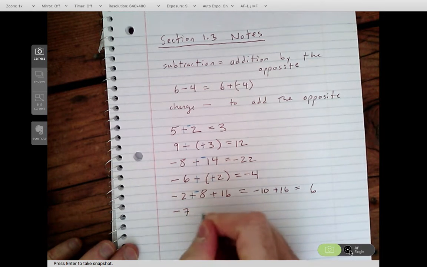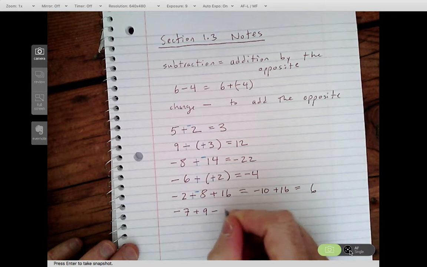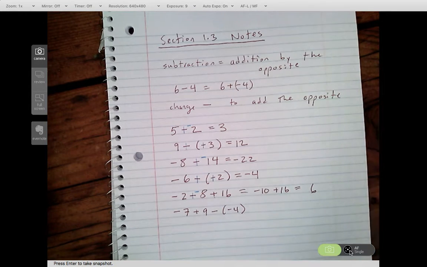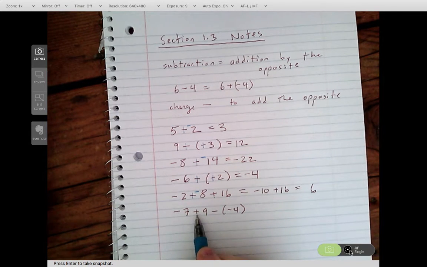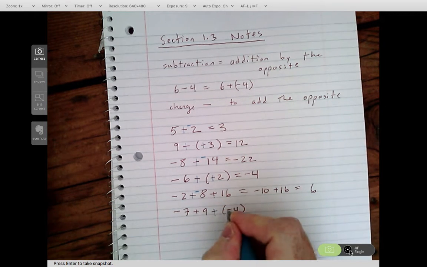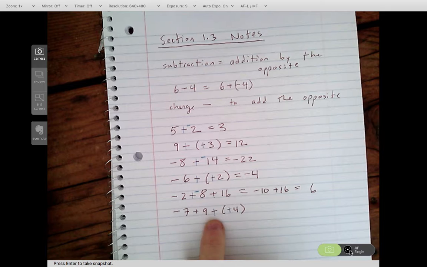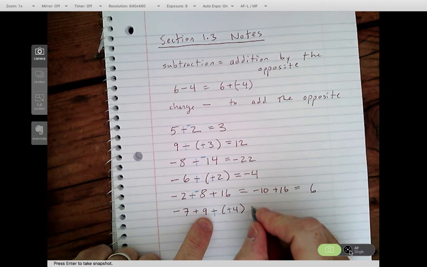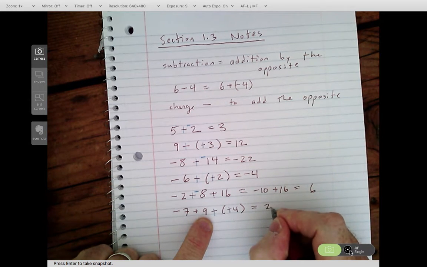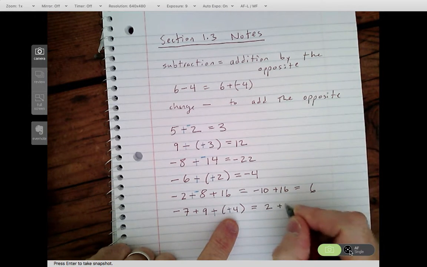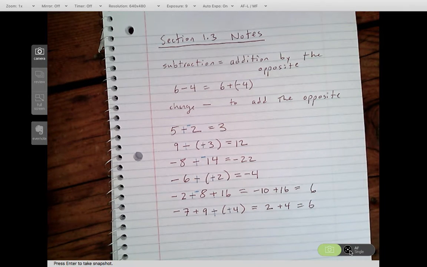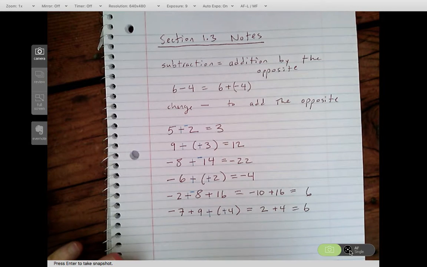So negative 7 plus 9 minus negative 4. Okay, so here, again, that's going to stay the same. Adding, we're not going to change the 9, but anytime we see the subtraction, we add the opposite. So those now become positives. So if I combine the first two, negative 7 and positive 9, adding those together, I get 2. And now I have plus 4, because those are now both positive, and I get a 6 again. Okay? And let's do one more of those.